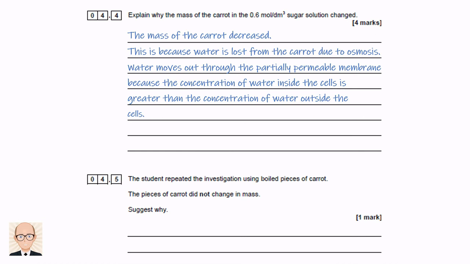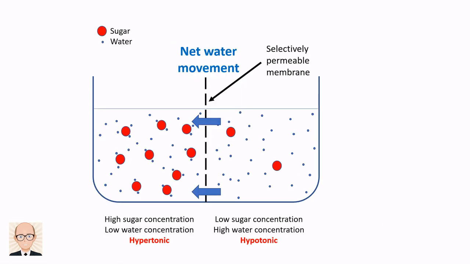In the final question, we're told the student repeated the investigation with boiled carrot, but this time none of the masses changed, and we're asked to suggest why. A suggest question. These are usually the hardest type. It's asking you to use your knowledge to come up with a reason why. Let's think about osmosis again. We understand that the small water molecules can freely pass through the selectively permeable membrane, but the large sugar molecules cannot. So far, so good.